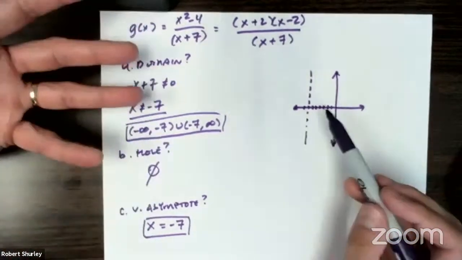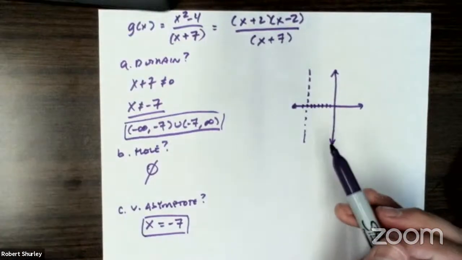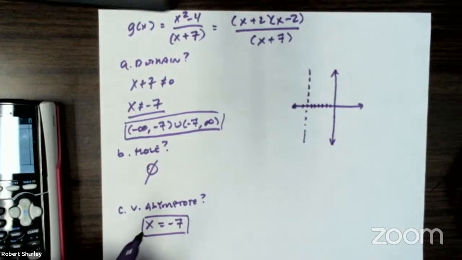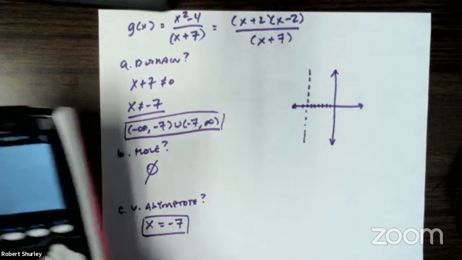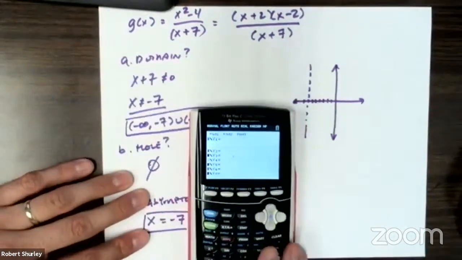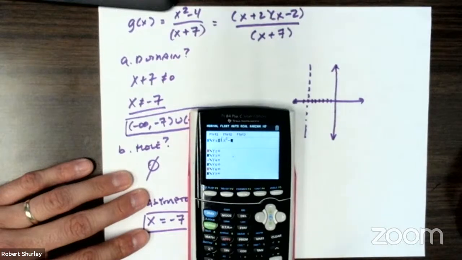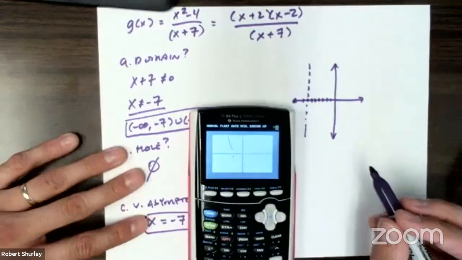I need a few more coordinates to make it look right, or I could just pop it in my calculator. I'm going to be lazy and pop it. Actually, I say lazy. I'm going to use my tools, use my resources. And I'm going to plug it back into this calculator. Okay, clear this out. Parentheses, x squared minus 4 divided by x plus 7. And then graph it, just to get a nice idea of what this looks like.